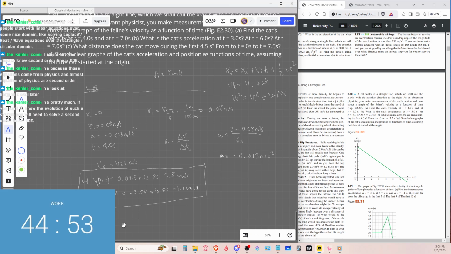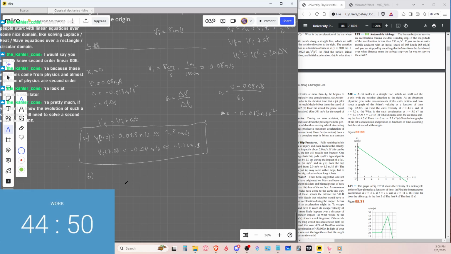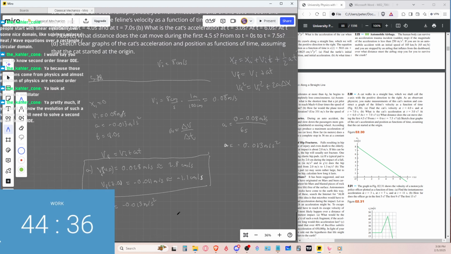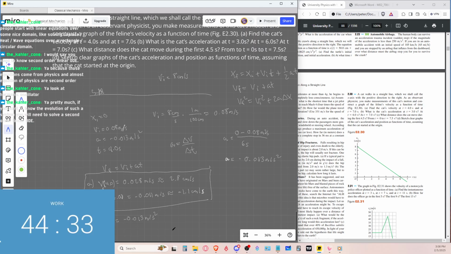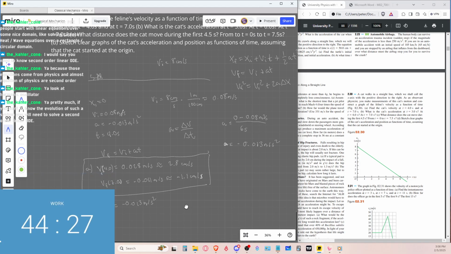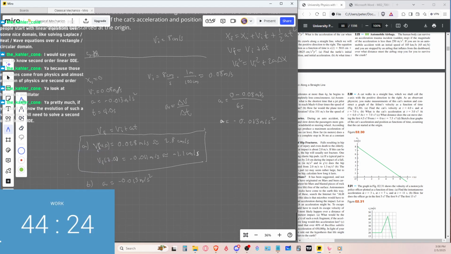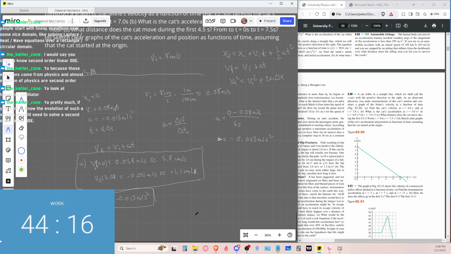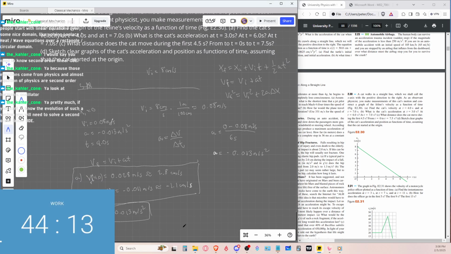For B, I think the acceleration is going to be constant the whole time because it's just one straight line. So the acceleration for all of them is going to be what we got before. I think that's a logical conclusion to make. If we're wrong about that, then we'll just have to learn why we were wrong. But based on what I see in the graph, I think that's a logical assumption we can make.